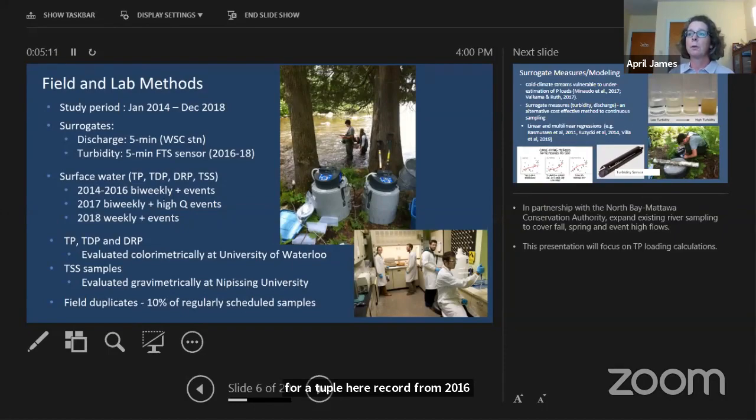Surface water samples were collected weekly to bi-weekly, depending on the year, and then during events, either using auto samplers or manually. During spring freshet, for instance, we literally went down to the river and collected samples. We've got a suite of water chemistry that we generated: total phosphorus, total dissolved phosphorus, and dissolved reactive phosphorus, evaluated through Marin's lab at the University of Waterloo, and TSS samples that were evaluated gravimetrically here at Nipissing University. I'm only going to really speak to the total phosphorus today.